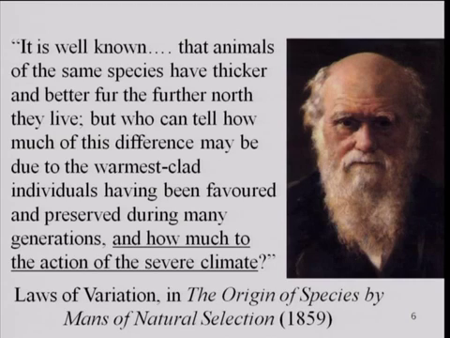So there's no surprise there. That's just natural selection. If you're living in a cold climate and you happen to be born with thicker fur, you're going to be more likely to pass your genes on to the next generation. So that's what we now see as classical Darwinism. But look at the next sentence. And how much to the action of a severe climate? What on earth was he saying? That somehow the environment could alter the way that individuals develop? This is Lamarckism, isn't it?